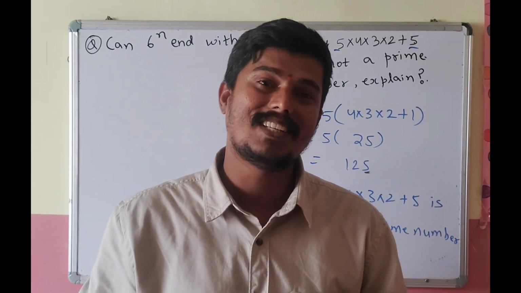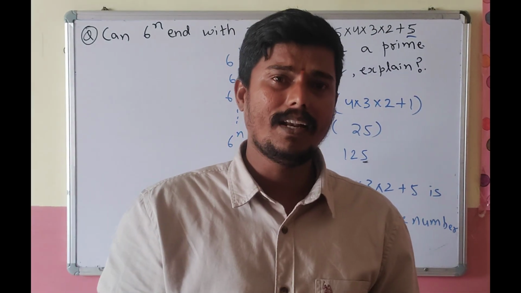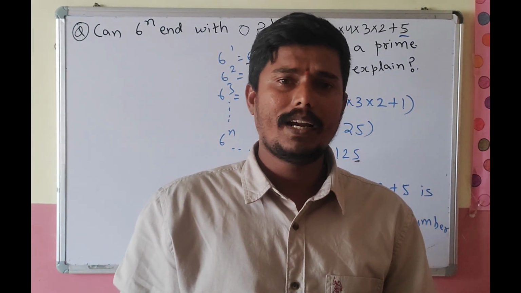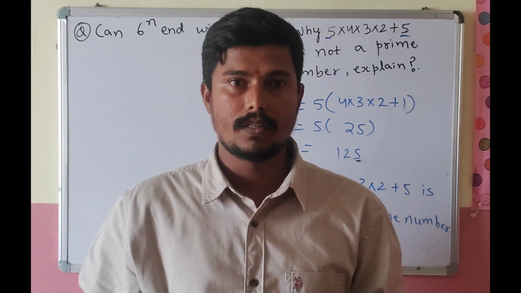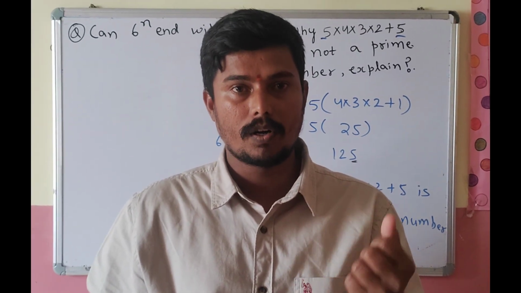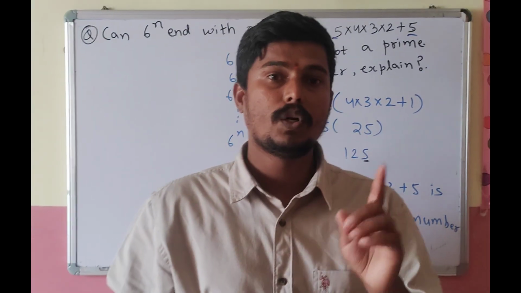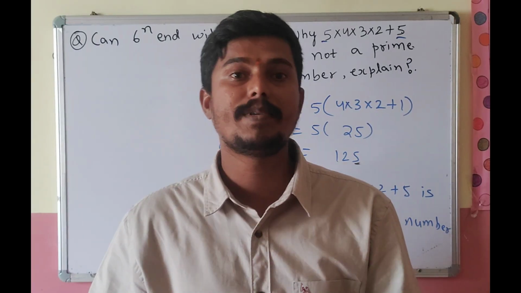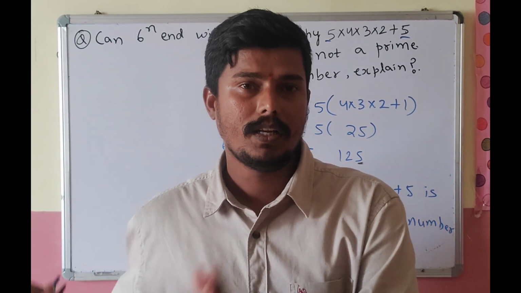Now is there any chance that 6 power n will end with the number 0? Not possible. Then, how to write it according to our NCERT? It's very simple. Any number, if it should end with 0, should have 2 numbers as factors. What are they? 2 and 5. If this composite number has prime factors, 2 and 5 must mandatorily be there. Either 2 is missing or 5 is missing or both are missing, it cannot end with the number 0.